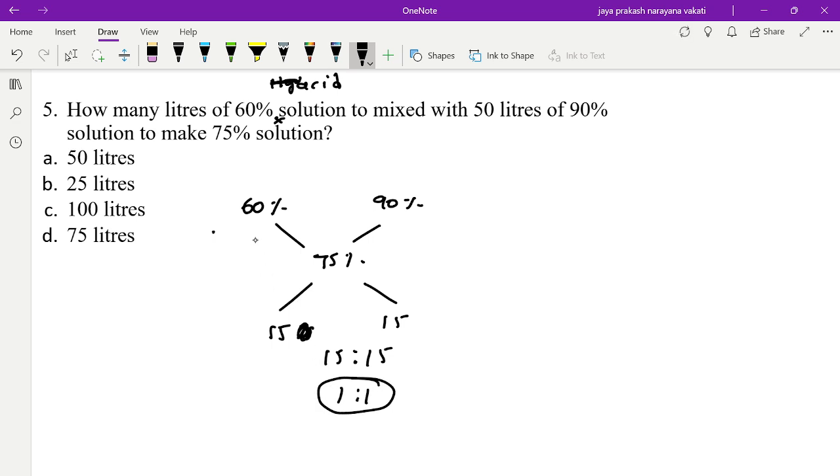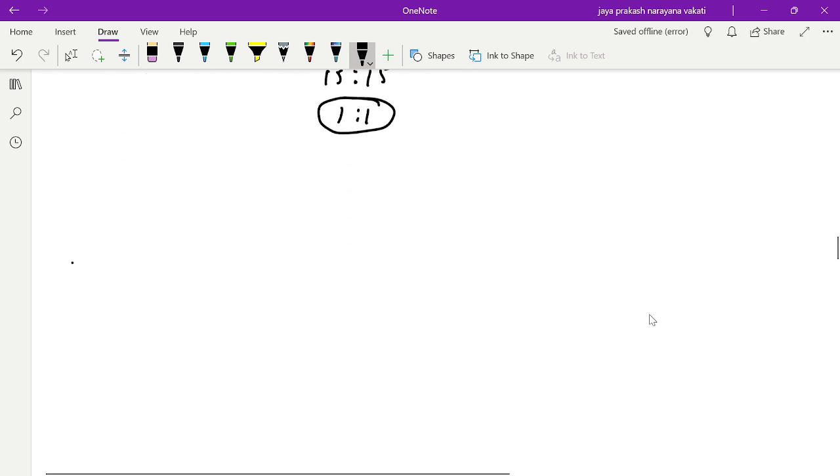That means 1 liter of 60% solution should be mixed with 1 liter of 90% solution. But here he is taking 50 liters of 90% solution, so I need to take 50 liters of 60% solution as well. I hope you got it. This is our answer for this question. Let's move on to our sixth problem.